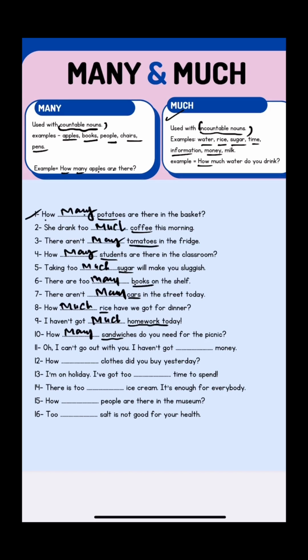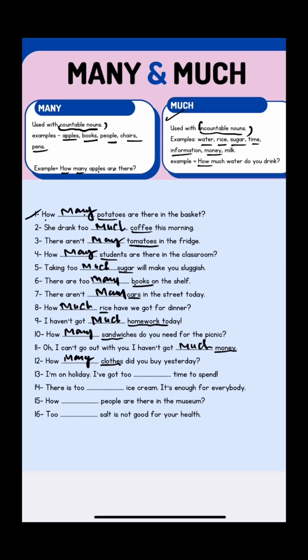Oh, I can't go out with you. I haven't got dash money. Money is uncountable. Answer is much. And how dash clothes did you buy yesterday? Clothes are countable. Answer is many.